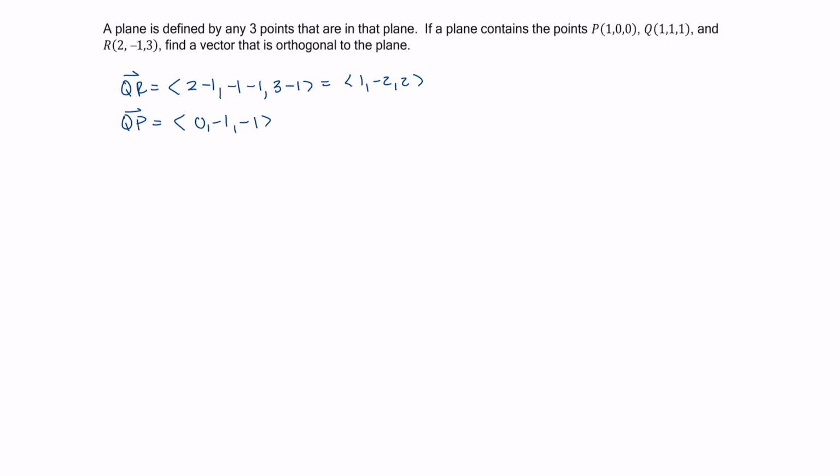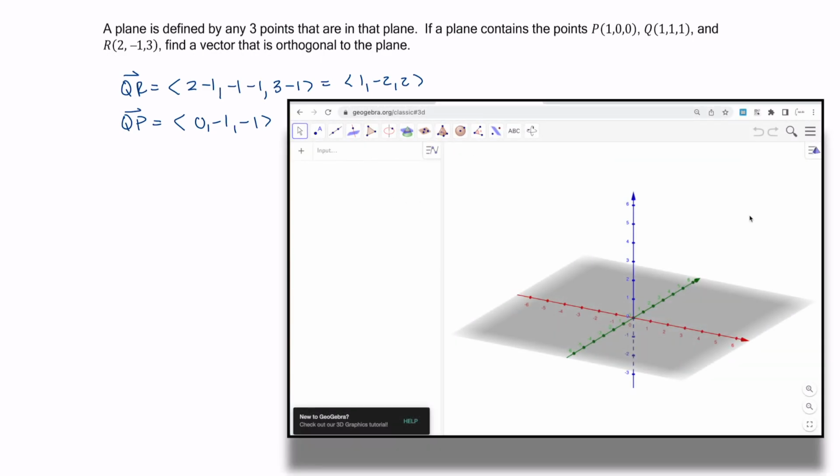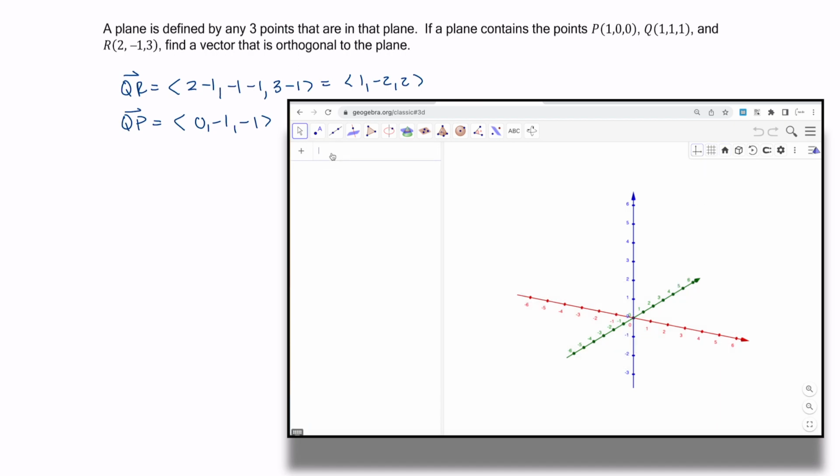And now to get a good idea of what you're doing, go ahead and open up GeoGebra. You should be fairly comfortable getting into the 3D graphics view, so I'm not going to show how to do that. And I do tend to hide the XY plane. That's a preference. You don't have to hide it. So let me go ahead and show you the 3 points. I'm going to type in P equals (1, 0, 0), Q equals (1, 1, 1), R equals (2, -1, 3). So there are my 3 points.